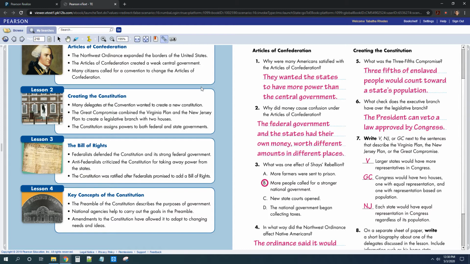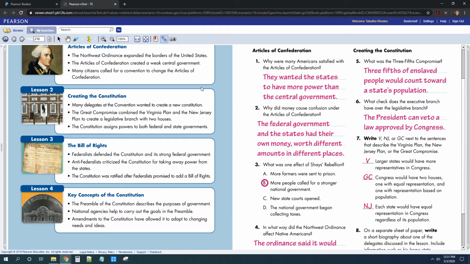So moving on to number 2, why did money cause confusion under the articles? It was very confusing because the United States of America had their own money, but then each state had their own money as well, and none of the money matched up. Each state's money was worth different amounts in different places, so it could be very confusing for people, especially those who were traveling, when it came to money. So that's why later we switched to having one kind of money across our entire country just to make things a little bit easier.